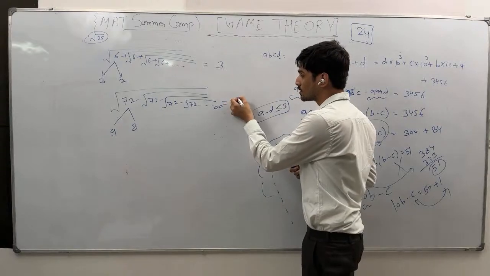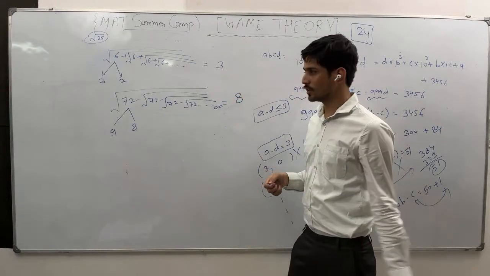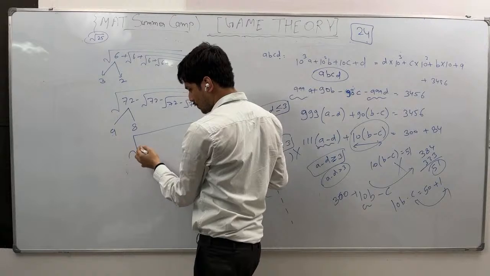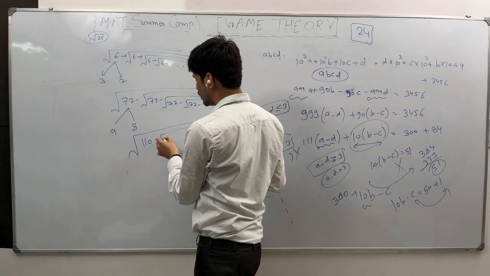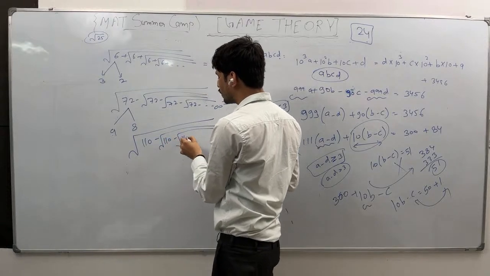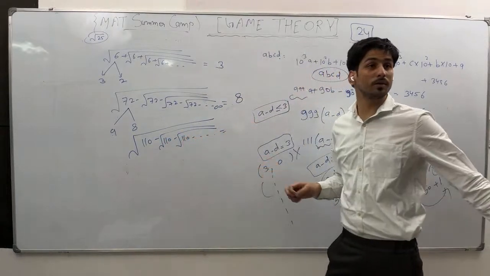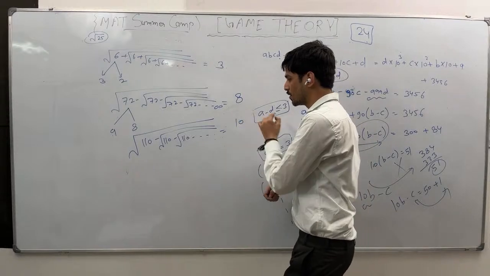So what will come here? 8 will come here. Let's say you have something like 110 minus 110 minus 110. Then what will happen? 10 and 11. Then what will the answer be? 10 will be the answer.